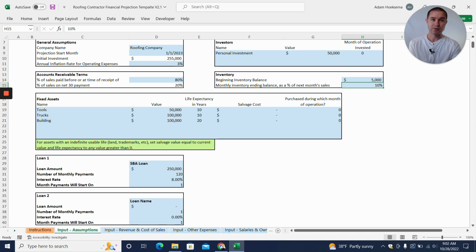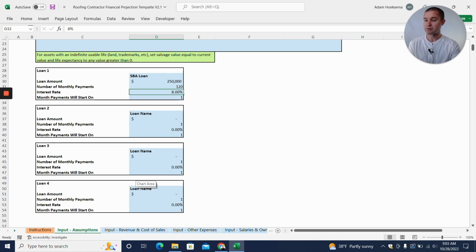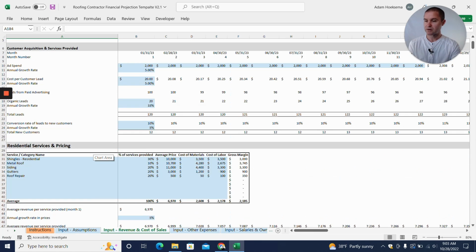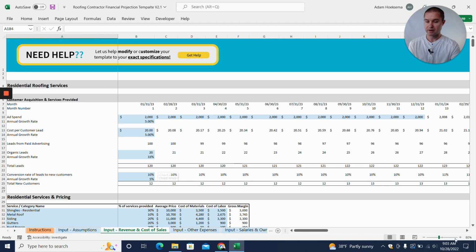So those are kind of our startup costs that we need to try to get a loan in order to pay for those things, right? And so we've got an SBA loan here listed at $250,000, 120 months, so a 10-year term repayment, with an 8% interest rate. And if you have multiple loans, you have the ability to add multiple loans here as well. All right, so now let's go back over to our input revenue tab.